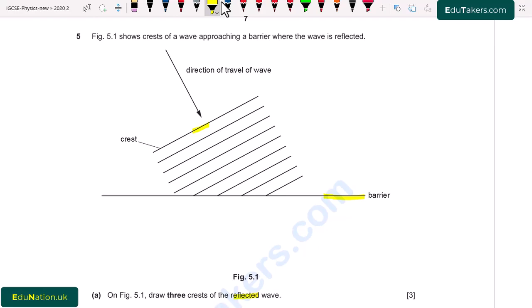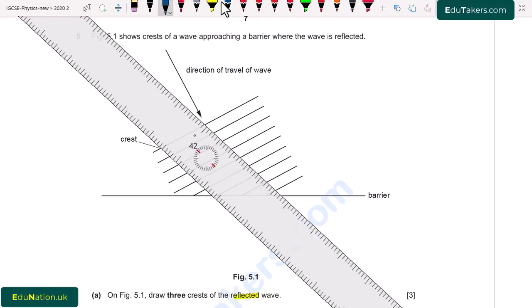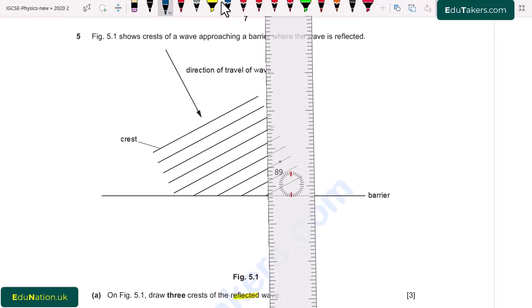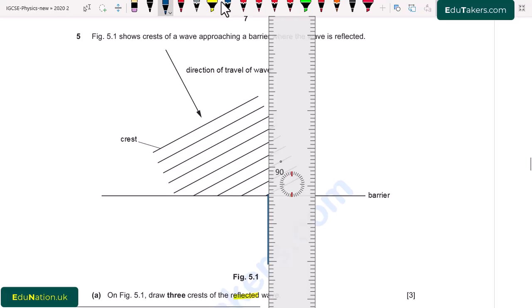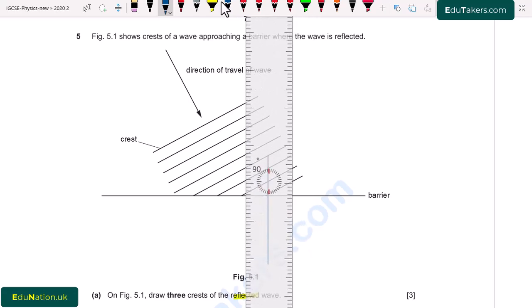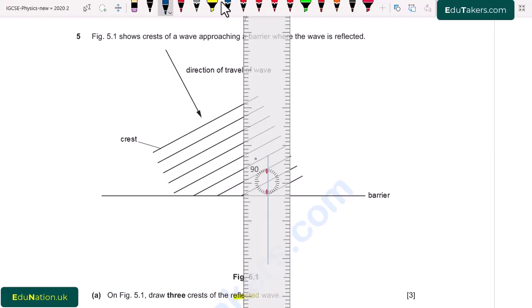So, what will we have to do? First of all, to draw the crests of the reflected wave, we have to draw the normal lines. So, I use the ruler and draw the normal lines at this crest. We have to draw 3, that's why I also draw 3 normals.